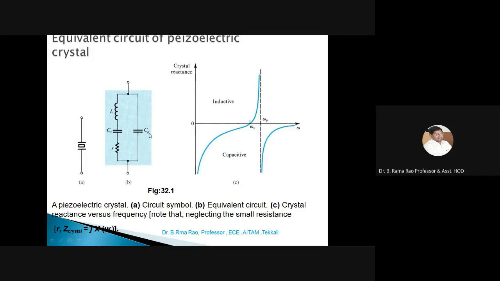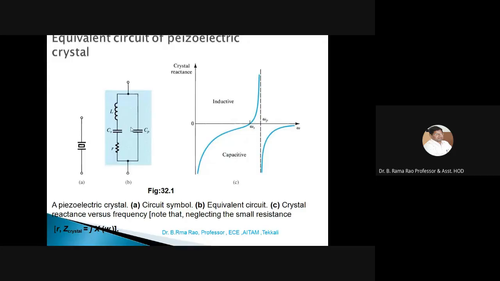This is the parallel capacitor. So this is the equivalent circuit of the crystal shown in the figure. This is the Cp and this is the Cs. The ratio of Cp to Cs may be several hundreds or more than that.